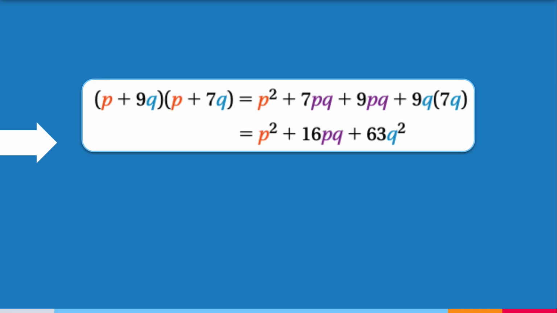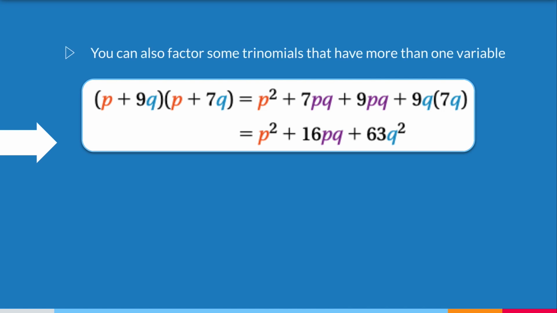You can also factor trinomials with multiple variables, but they have to follow a very specific pattern. Some trinomials have more than one variable. So let's consider p plus 9q times the quantity p plus 7q. If you were to distribute, p times p is p squared, p times 7q is 7pq, 9q times p is 9pq, and 9q times 7q is 63q squared. You'll notice here a is 1.